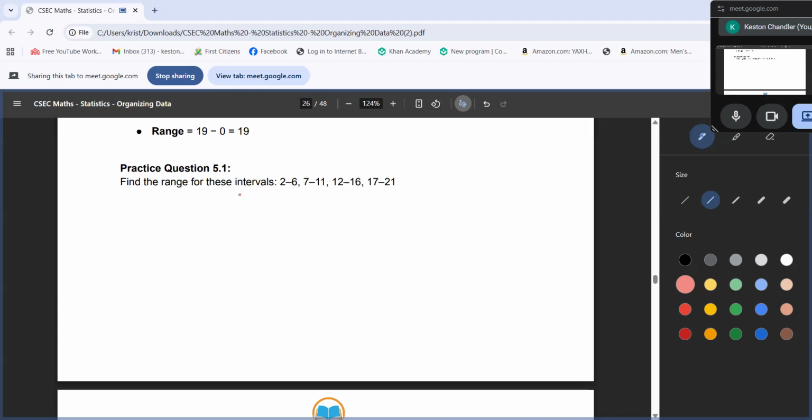Let's look at another one. Here we have the intervals 2 to 6, 7 to 11, 12 to 16, 17 to 21. Then our range here will be our max value minus our minimum value. Our max value is 21 and our minimum value is 2. So we get a total of 19 for our range. Everybody okay with that?